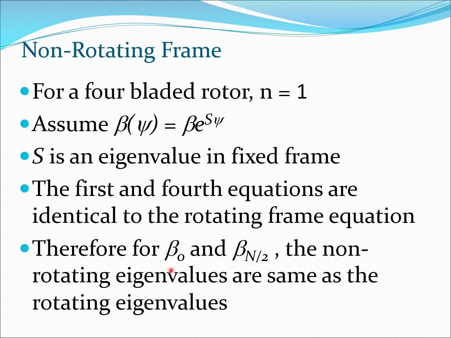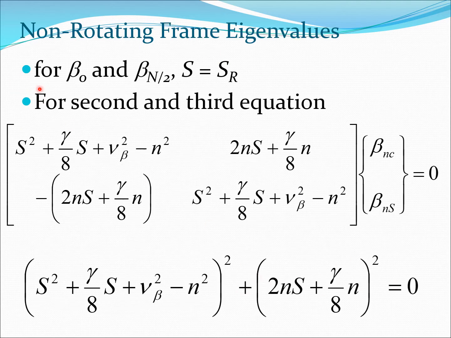So if we look at beta 0 and beta n by 2, the non-rotating eigenvalues are going to be the same as the rotating eigenvalues. Mathematically, for beta 0 and beta n by 2, S equals SR, where SR was what we obtained in the previous lecture for the rotating equation for each blade. Remember, that was a complex conjugate pair.